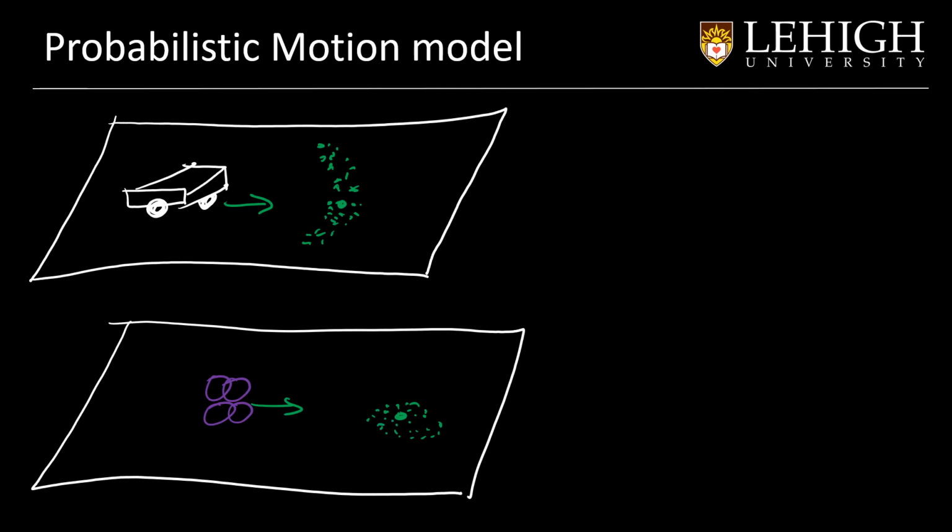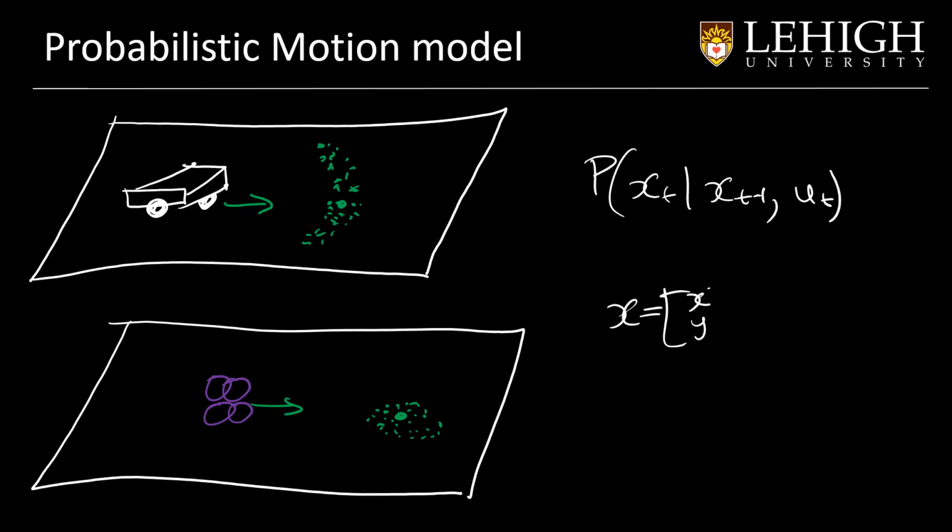It will be a normal distribution. So in this case, what we want to know is the probability distribution of x given the previous time step and the control input u_t. Here x is equal to (x, y), and x dot is our control input.